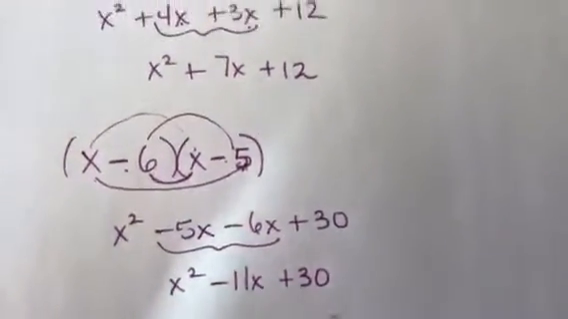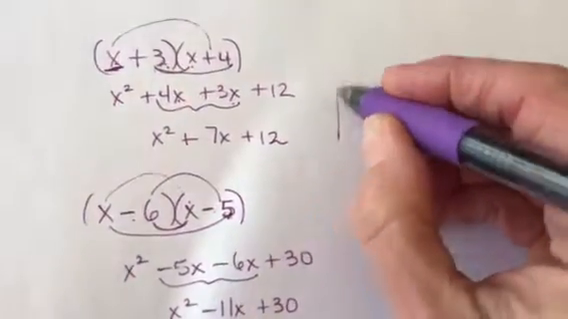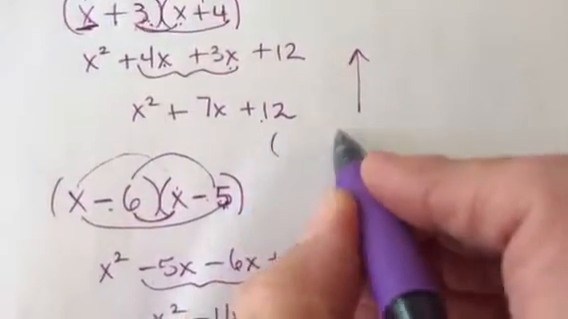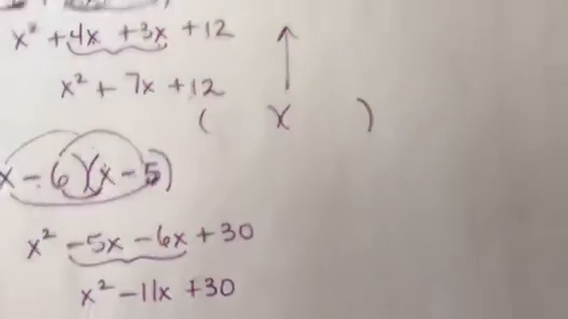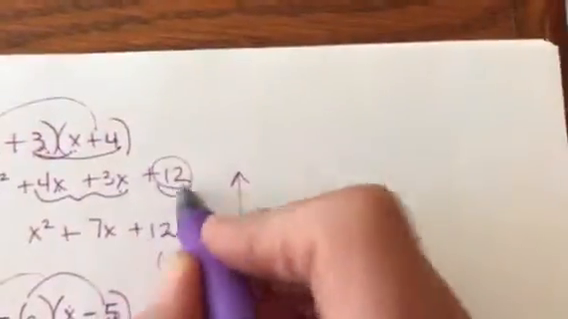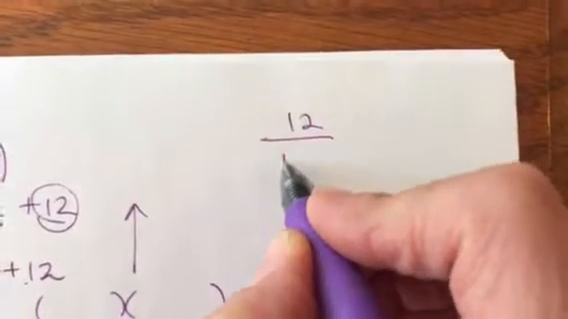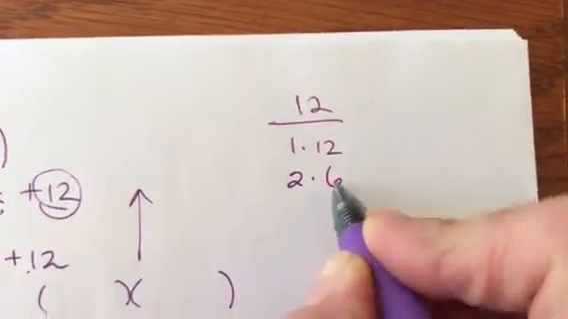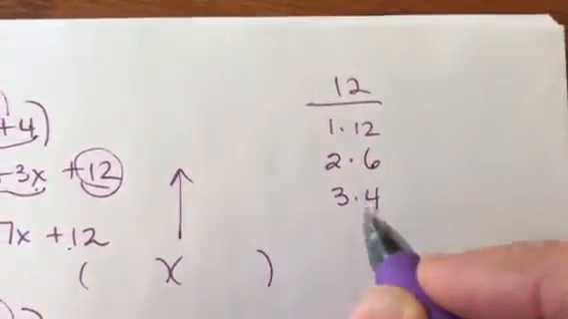So practice on that. Now, what we're going to be doing today in lessons 21 and 23 is going backwards. They're going to give us this, and we're going to look for the two things that multiply together to give you that. So we're going to go backwards. Anytime you factor, think about this. We're looking for factors of 12. Think about your factors of 12. They are 1 and 12, because they multiply to give you 12. They are 2 and 6. And 3 and 4.